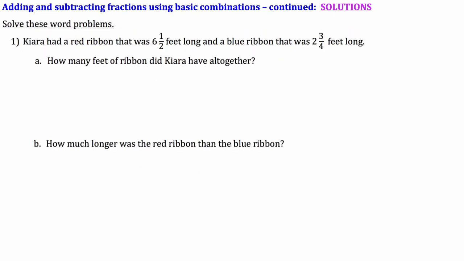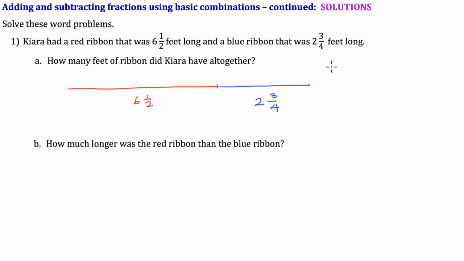In this problem, we are told that Kiara had a red ribbon that was 6.5 feet long and a blue ribbon that was 2 3/4 feet long. So the first part of the question asks you, how many feet of ribbon did Kiara have altogether? So let's make these ribbons. The first ribbon, that's the red ribbon, is 6.5 feet long, and the blue ribbon is 2 3/4 feet long.